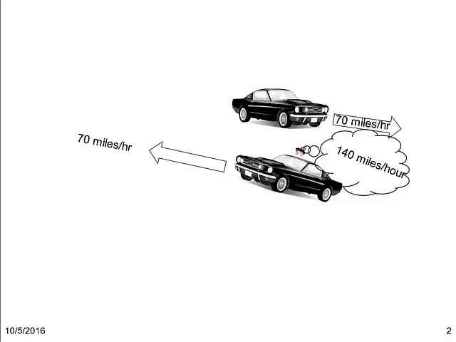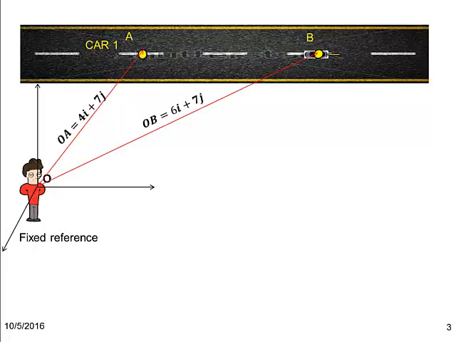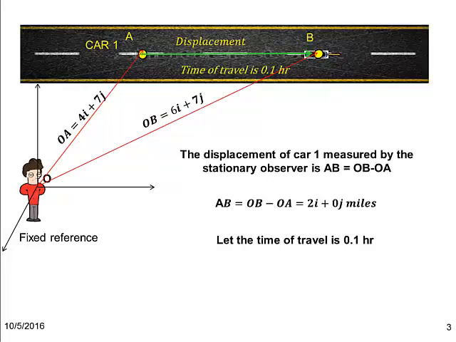To better understand the concept of relative velocity, consider the motion of car 1 from point A to B, which is measured by an observer in a fixed coordinate system with origin O. The velocity of car 1 as measured by the observer in the fixed reference O is v1, which is equal to displacement divided by time of travel. Let the time of travel be 0.1 hour.